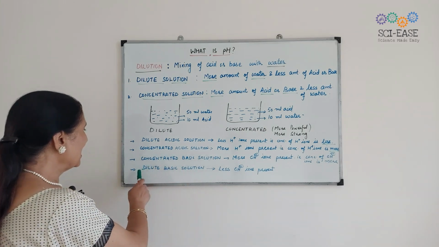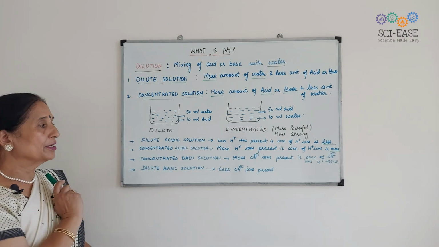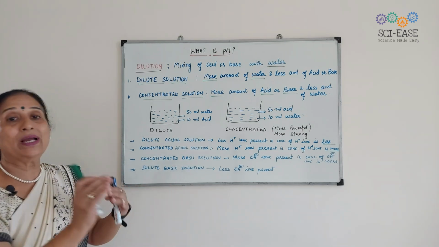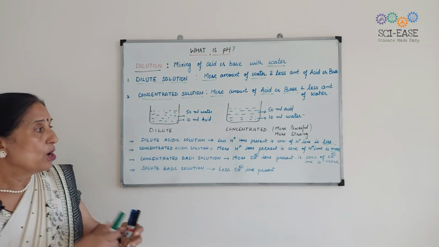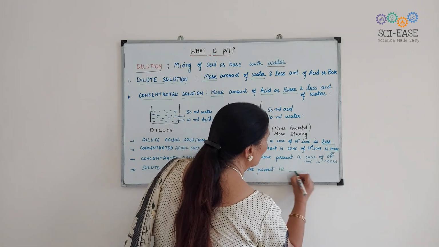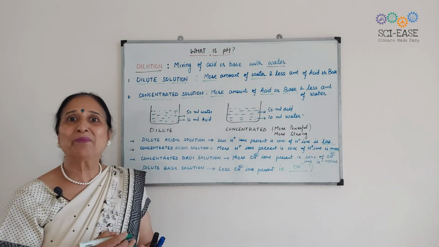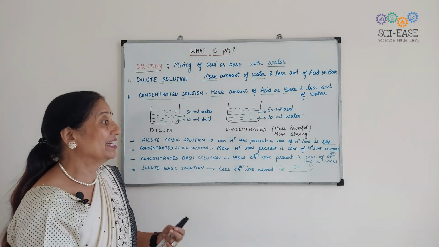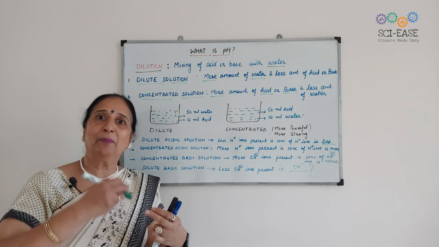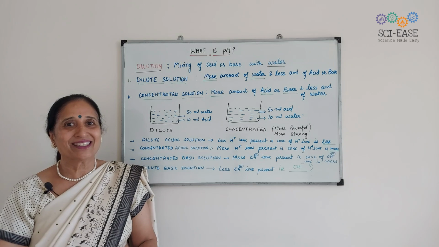Okay? And the last one is dilute basic solution. What do you mean by this? Dilute basic solution? That means it has less OH negative ions present. You are to write in the comment box what is the concentration of OH negative ions. Will it be more or less? That you have to write in the comment section.